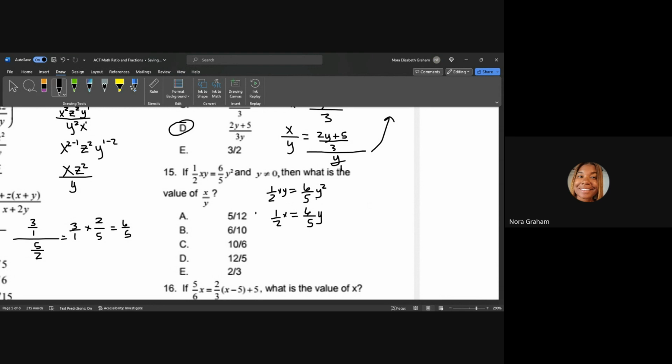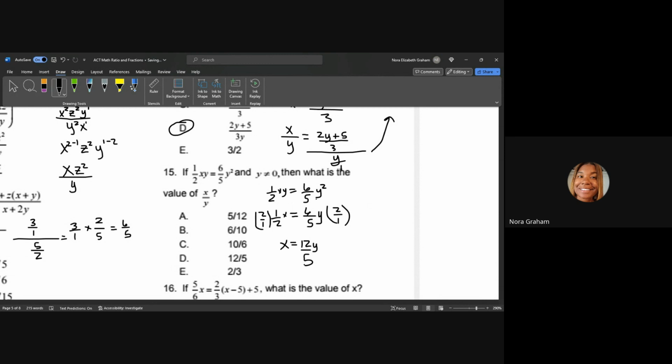Now I can multiply both sides by the reciprocal to get rid of this 1/2. So that's just 2 or 2 over 1. Remember, my whole goal, what I'm trying to do right now, is isolate my x, my apologies. So then I have x equals 2, 4, 6, 8, 10, 12. 12 y over 5.